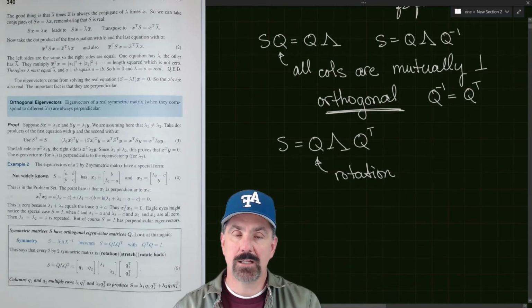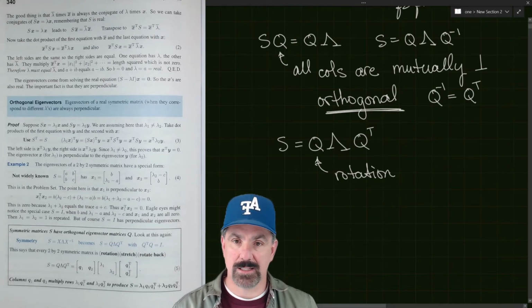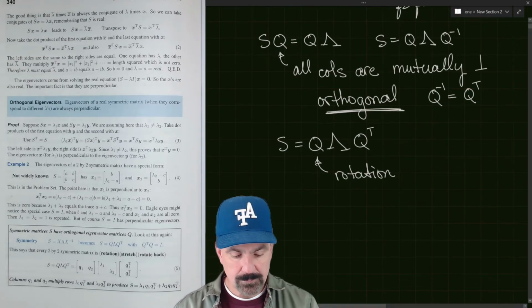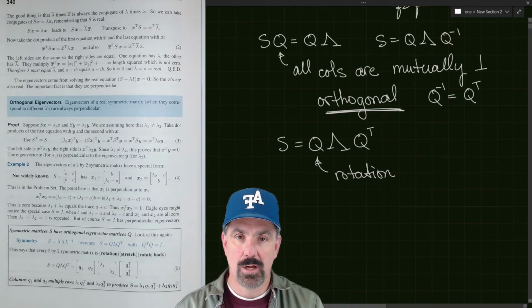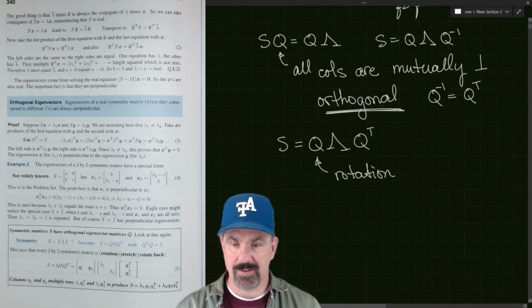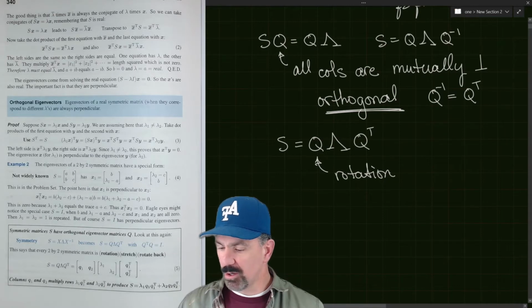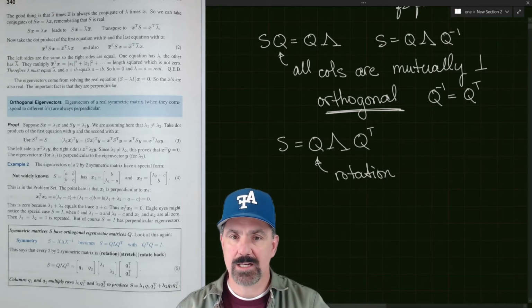Then we are going to scale each one of the new basis vectors using lambda, and then we're going to rotate. That's what the diagonalization of this matrix is going to give us. So there's a little bit more here in Strang where he talks about that.